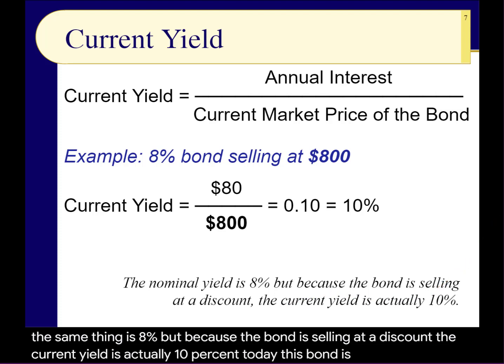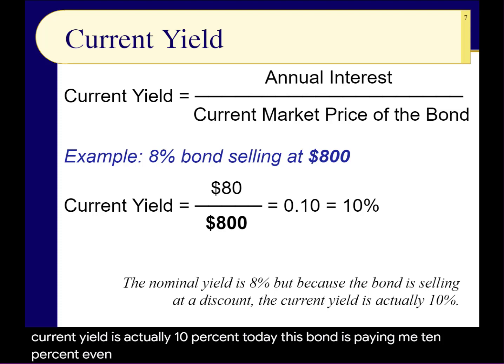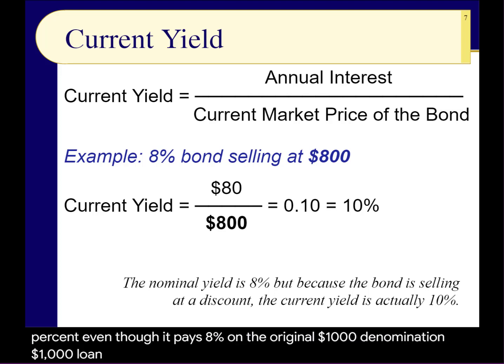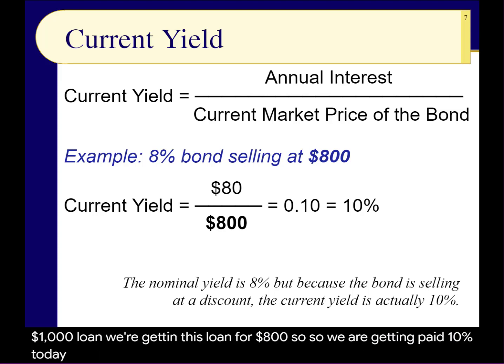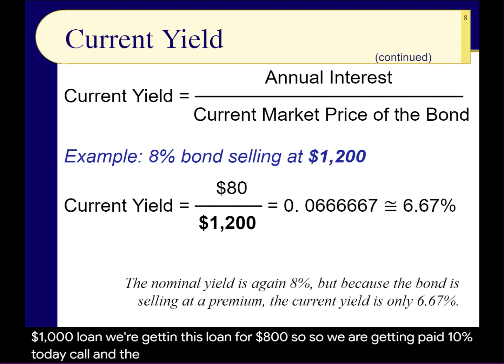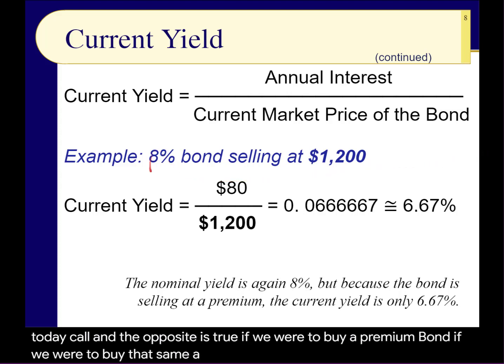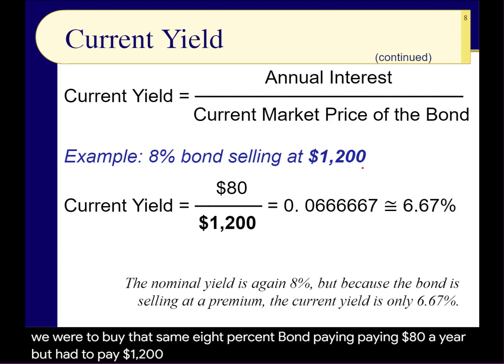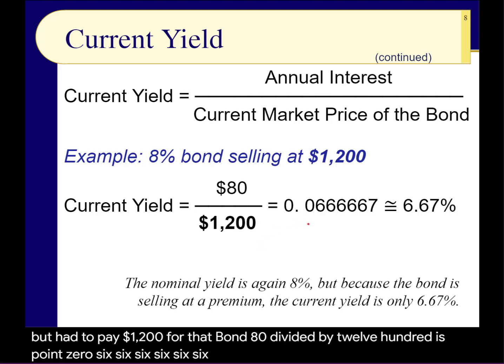Today, this bond is paying me 10%. Even though it pays 8% on the original $1,000 denomination, $1,000 loan, we're getting this loan for $800. So we are getting paid 10% today. Cool? And the opposite is true if we were to buy a premium bond. If we were to buy that same 8% bond paying $80 a year, but had to pay $1,200 for that bond, 80 divided by 1,200 is 0.066666 or 6.67%.